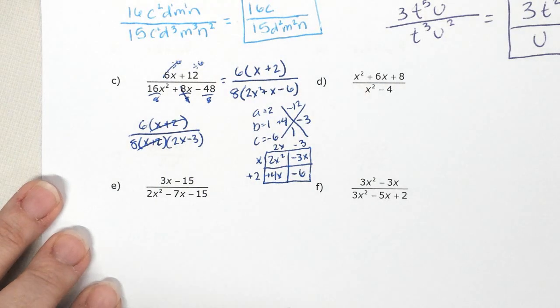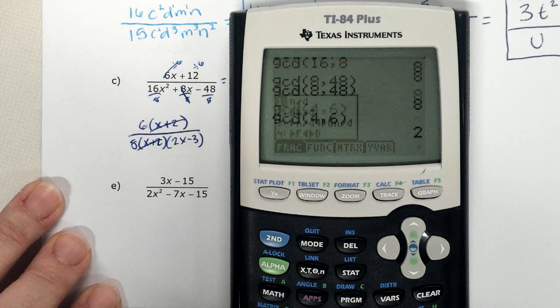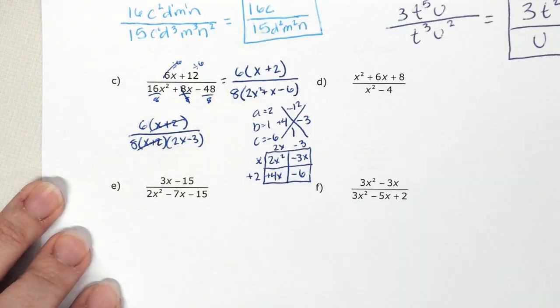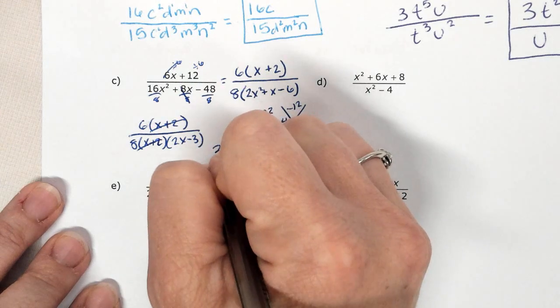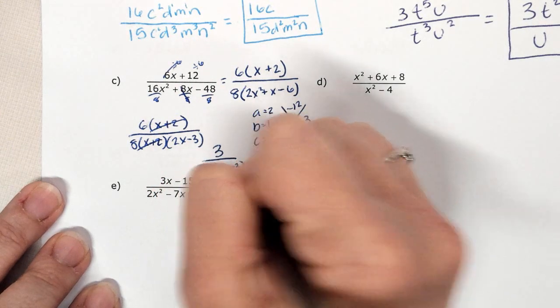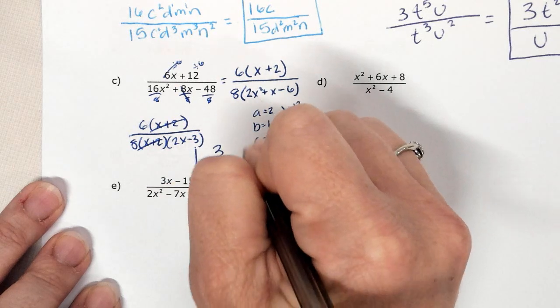I'm trying to simplify. 6 over 8 does simplify. If you struggle with that, use your calculator. 6 over 8 simplifies to 3 over 4. So I'm left with 3 over 4 times 2x minus 3, and you do not have to multiply it back in.